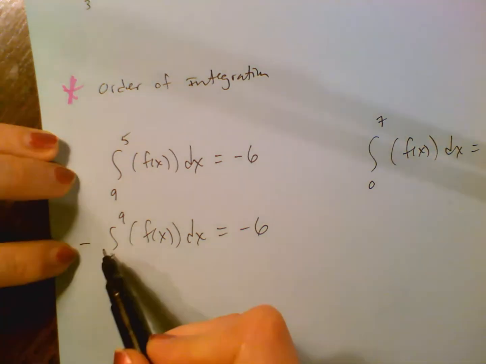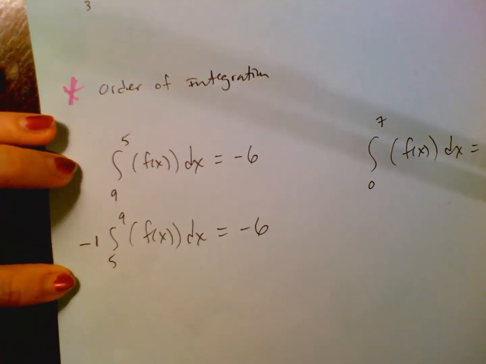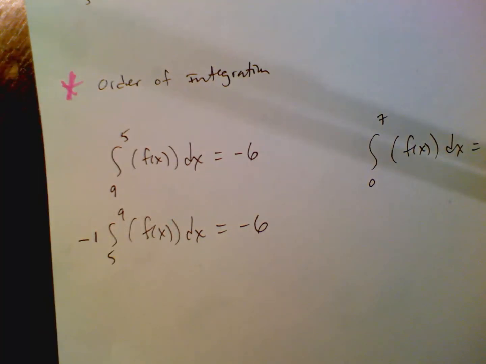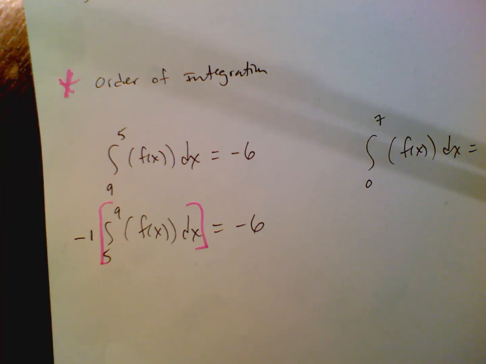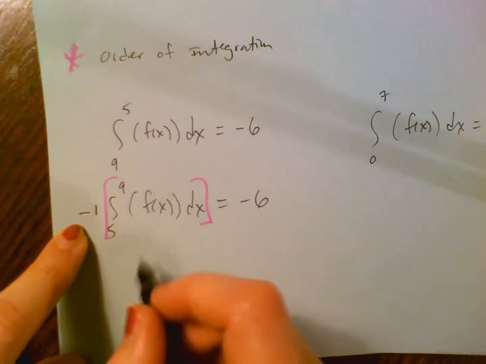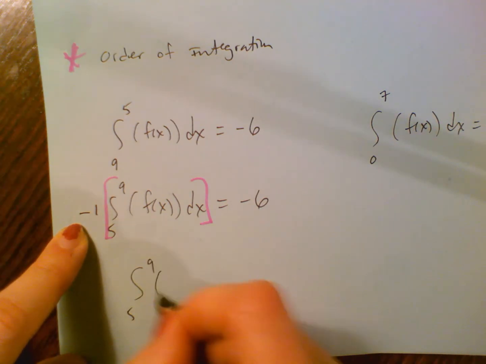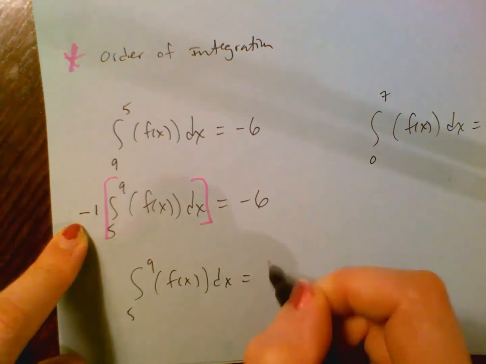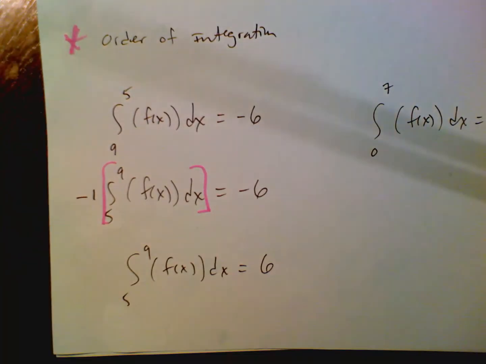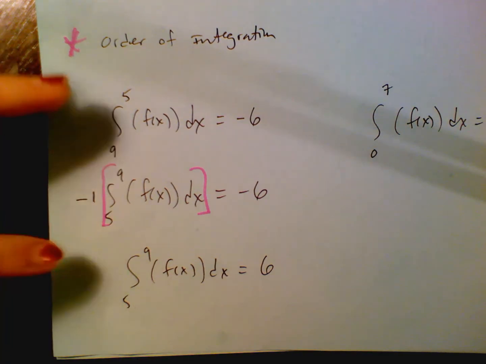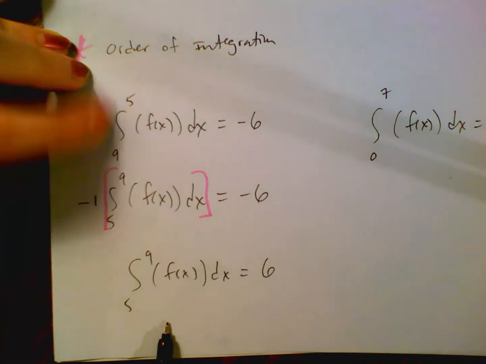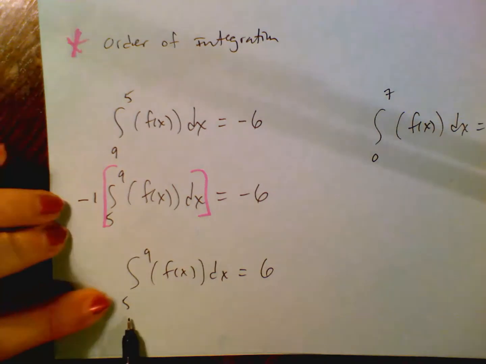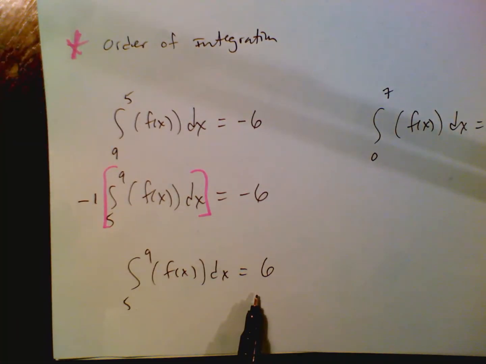But then, guys, this is like a -1 here. And if you isolate that, divide both sides by -1, then you will get the integral from 5 to 9 of f of x equals +6, because you divide both sides by -1. All right, so basically, you can skip this middle step if you ever need to. If you know the integral from 9 to 5 is -6, then it's got to be true that the integral from 5 to 9 is +6.